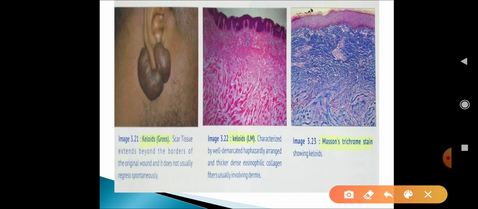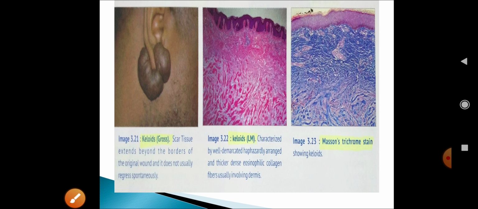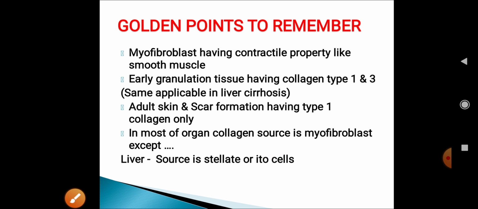Okay, what is keloid? Keloid is more dangerous than the hypertrophic scar because the keloid will grow. The scar tissue will extend beyond the boundary of the original wound and it does not regress spontaneously within months. Just see, this wound is going beyond the boundary, right? And you can see the haphazard arrangement of the collagen tissue. There is a dense collagenous tissue and it is arranged haphazardly. It is not parallel to the skin surface, right? And you can do the Masson trichrome stain for confirmation. So that is regarding the keloid.